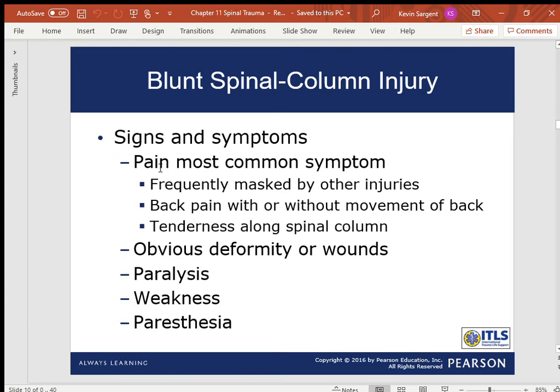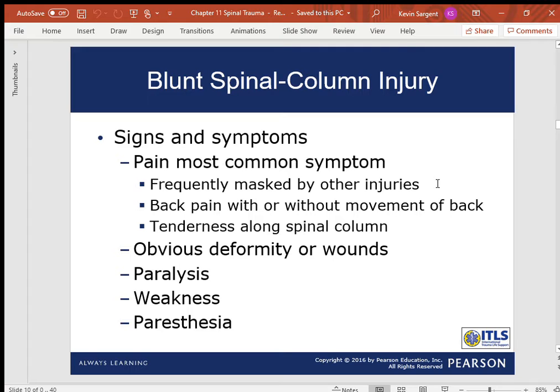Signs and symptoms, pain is the most common. A lot of times it can be masked by other injuries. Someone might have back pain, but also have a fractured femur, or they might have abdominal trauma. They may have back pain with or without movement of the back, tenderness along the spinal column.